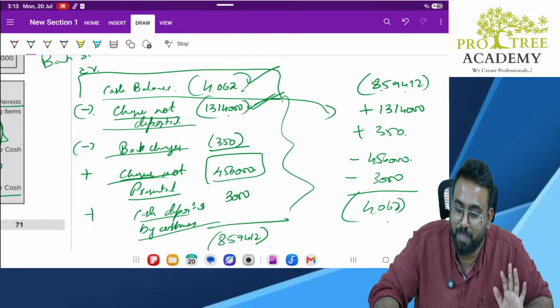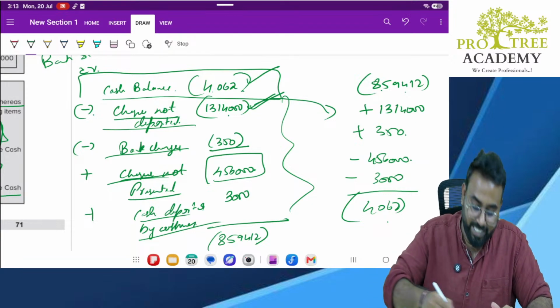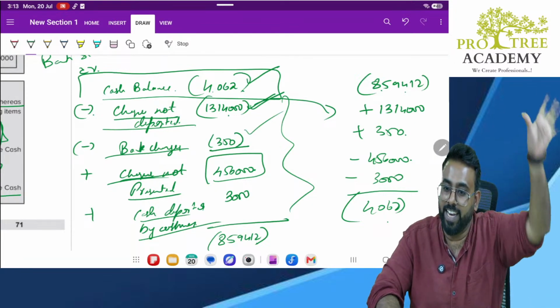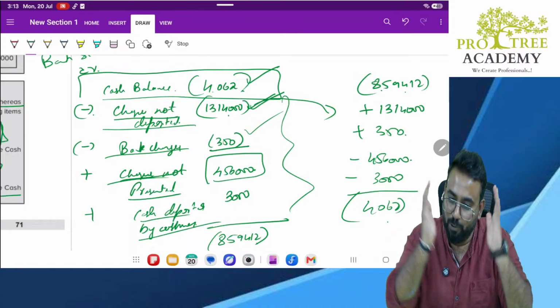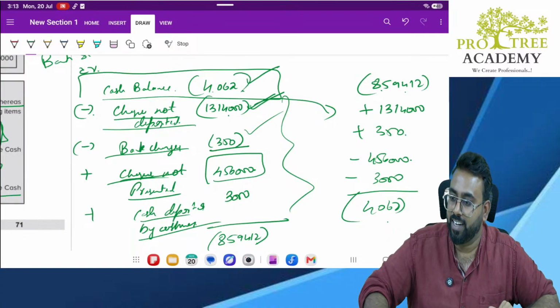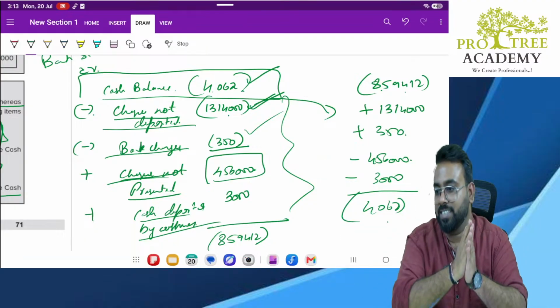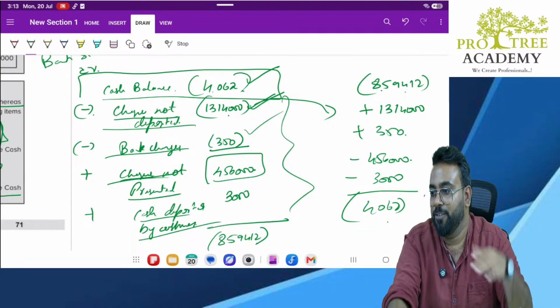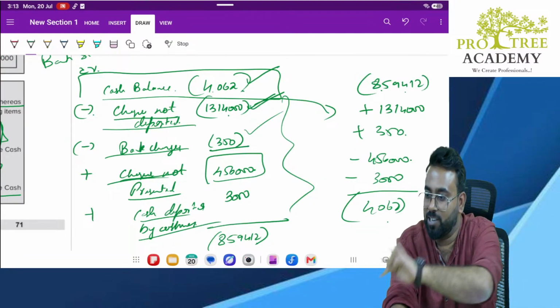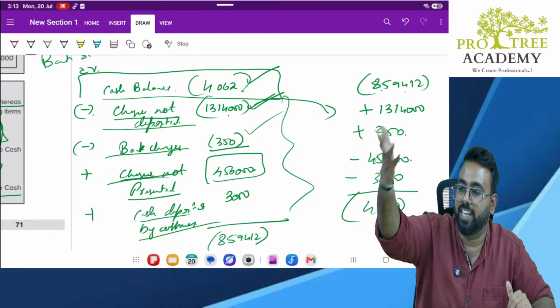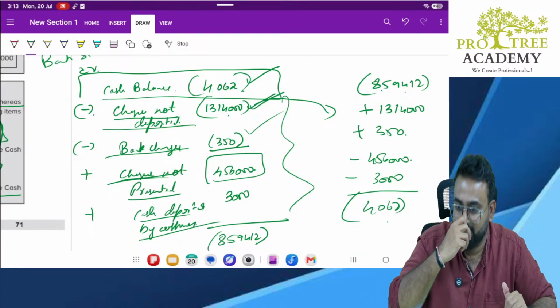Same thing with 350. See, all the negative numbers, club them, put them in one total. Correct? Then all the positive numbers, club them, make one total. Minus. You will get the answer. If the minus sign is higher, the answer will be in minus. If the plus sign is higher, the answer will be in plus.